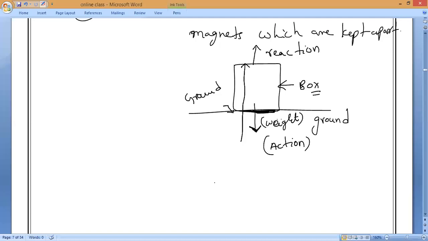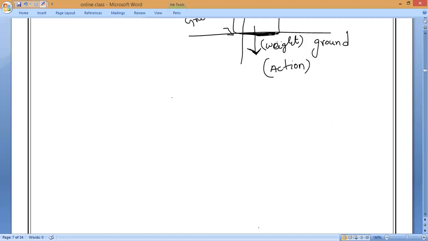So if you understand this, then the meeting is going to end. Join back. Then we will go with the illustration of Newton's third law of motion. That is, the examples of Newton's third law of motion.